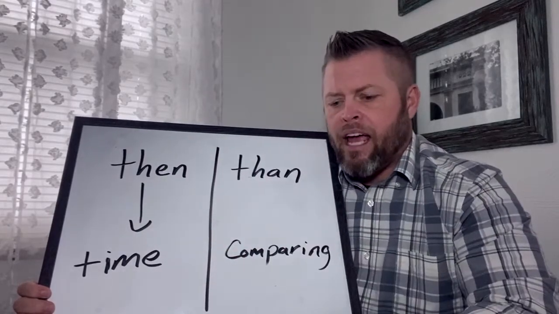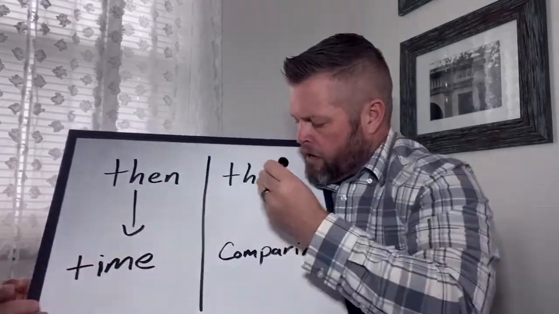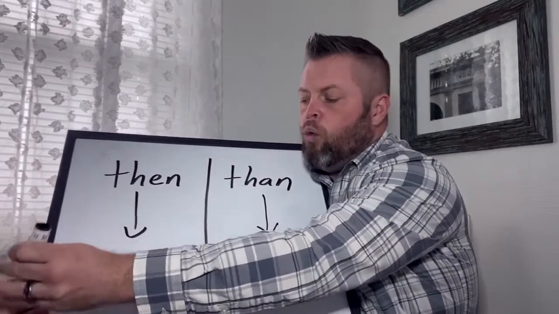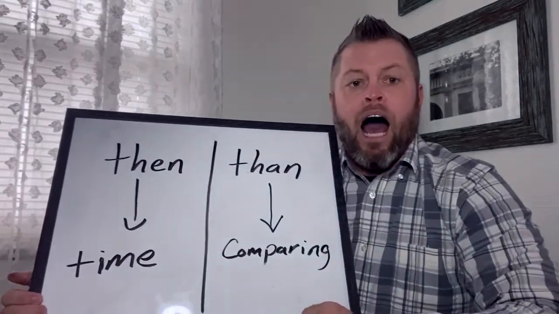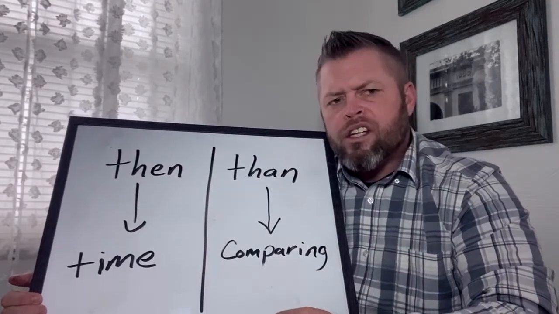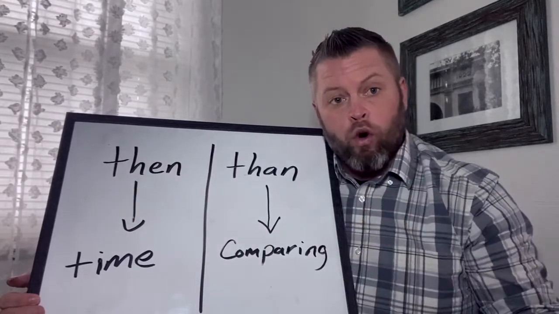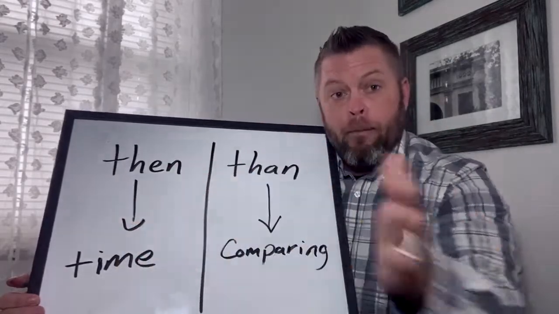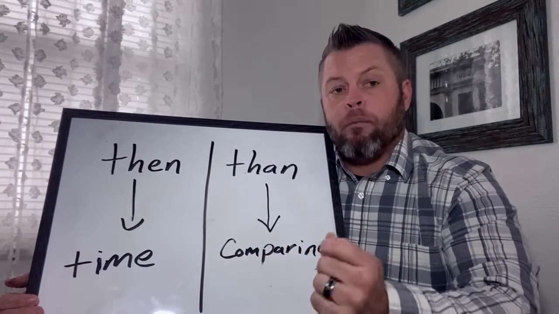Than doesn't do that. Than does not address time. I forgot to put an arrow there. Let's put an arrow there. Than addresses something else. Than is always comparative. Okay, and so than we'll compare two different things. So you can say, I am taller than she is. And so you wouldn't say I am taller then she is, because then refers to time order. So remember, then refers to this happened, then that happened. So it's a sequence of time order, and than refers to something comparing.